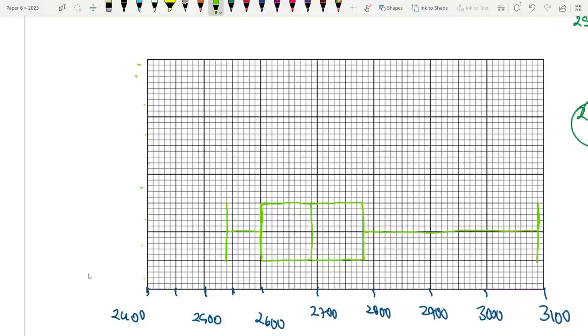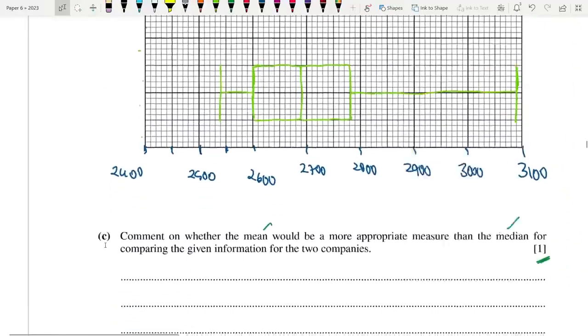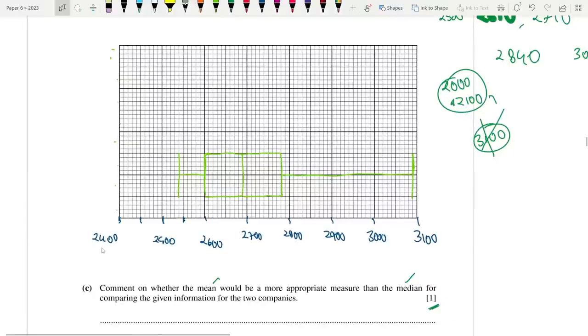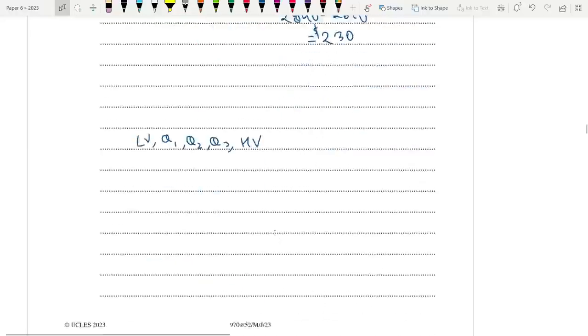There you go. We need to label it, of course. This is company B. Okay, you can label it on the diagram or outside. That's fine. Company B. And you need to label the axis as well. What's the labeling of the axis? It is dollars.